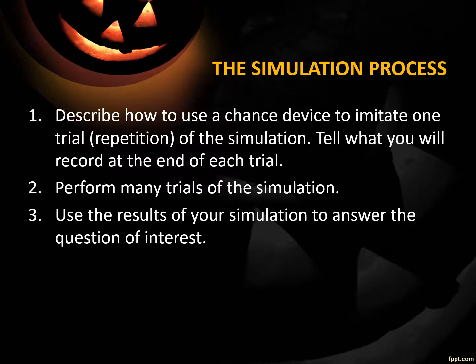To give you a little recap from yesterday, we talked about the simulation process, and I broke it down into 3 steps. When you're simulating a chance event, the first thing you need to do is describe how to use a chance device to imitate one trial, aka a repetition of the simulation. You're going to tell what you're going to record at the end of each trial. Number 2, you're going to perform many trials of the simulation. And 3, you're going to use the results of the simulation to answer the question of interest.